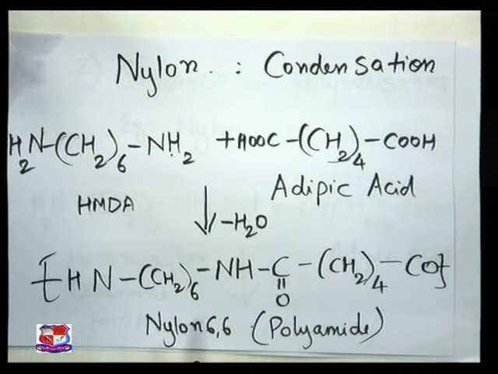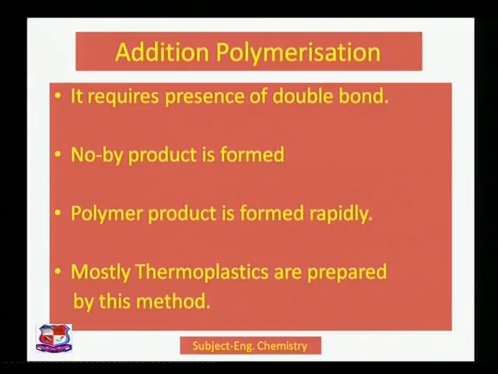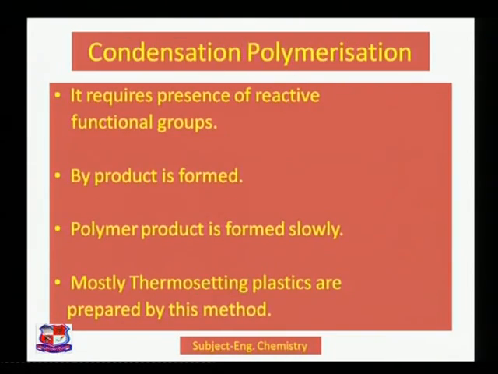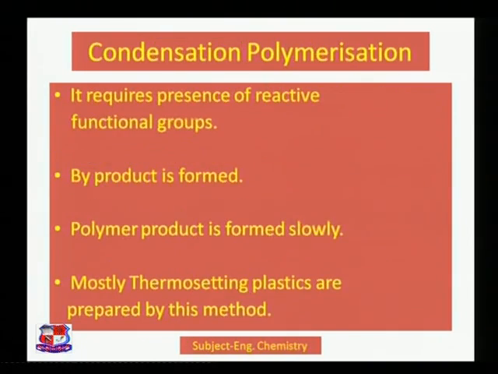So now let us try to compare both the techniques. We have seen earlier that addition polymerization requires the presence of a double bond, but condensation polymerization requires the presence of reactive functional groups in the monomers. In addition polymerization no byproduct is formed, but in condensation polymerization a byproduct is formed, for example a water molecule in the case of nylon formation.